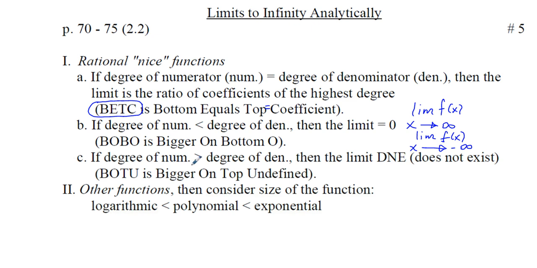Okay, C, if the degree of the numerator is greater than the degree in the denominator, then that limit does not exist. And that would be BOTU. And so it may seem kind of trite, these acronyms, but they really do help the students to get a better idea of what's going on. And then here we have another case, other functions, then consider the size of the function. A logarithmic function is going to be smaller than a polynomial function, which is going to be smaller than an exponential function. And you have to consider negatives and so forth.